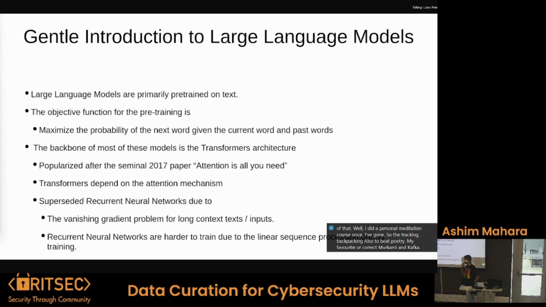Okay, so let's start with an introduction to LLMs. So what are LLMs? Right now, most of them are primarily trained on text. When I say trained, they are pre-trained, which means that you have some data and then you train the LLM to predict the next word. Well, that's just it. But the data is important in this case, and what you're actually doing is maximizing the probability of the next word given the current word and the past context that the LLM has already seen.